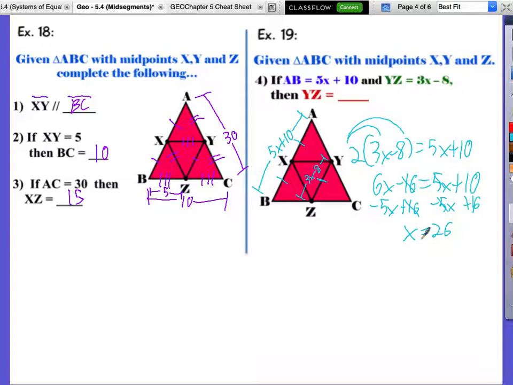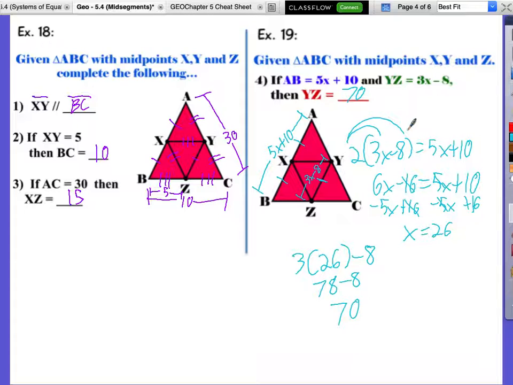X doesn't change. Okay. So we plug this back into YZ to find the value of YZ. So 3 times 26 minus 8. 78 minus 8, and this is 70. Keep your math right, guys.